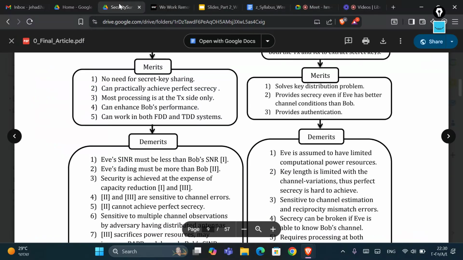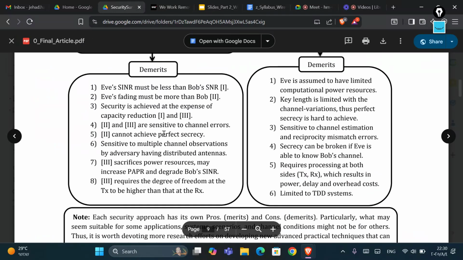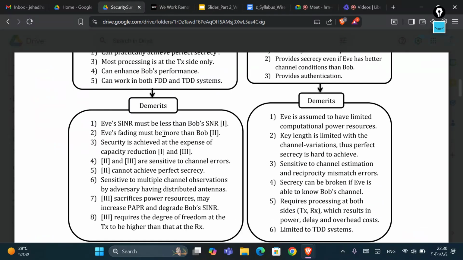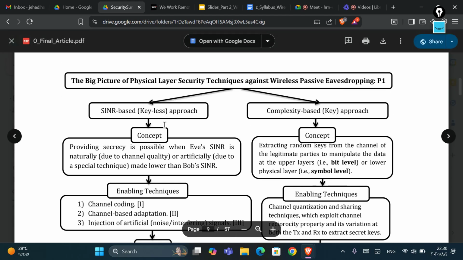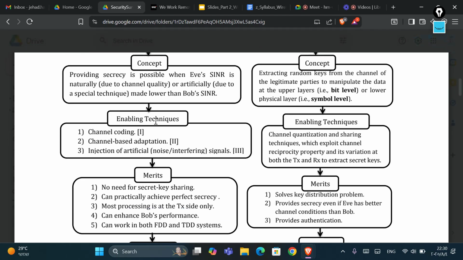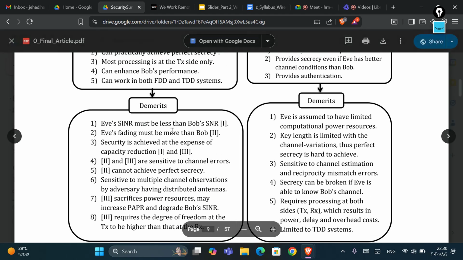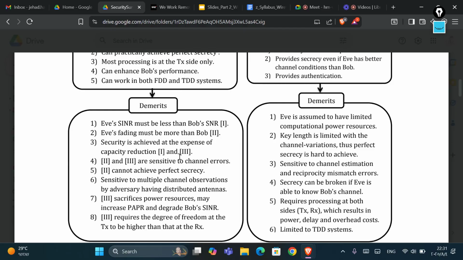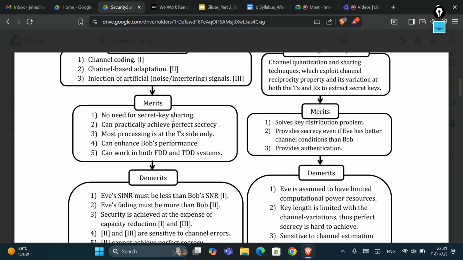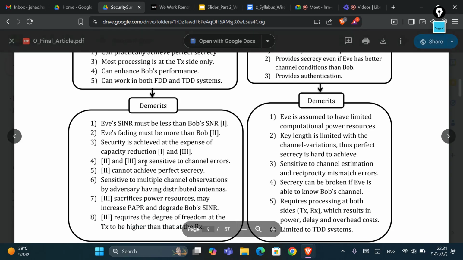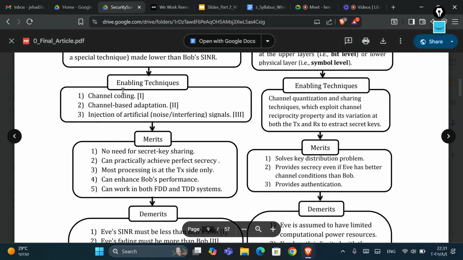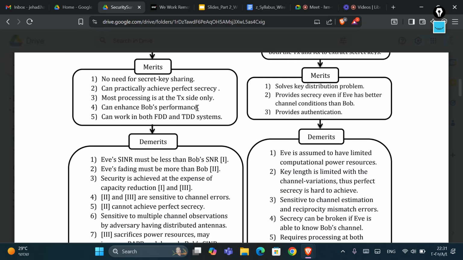So, welcome back again. In this part, we will mainly focus on the demerits of this approach called SINR based keyless approach. We are going to summarize them in 8 points, and we have to mention that the goal of doing research in this domain, and the goal of engineers and developers, is always to improve the merits and decrease the demerits of the approaches that are used to provide physical layer security.